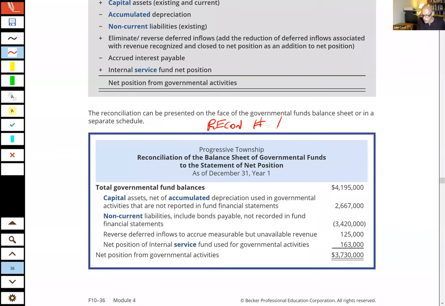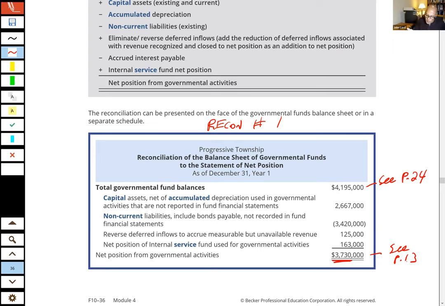Number one, okay? And notice that number, 4,195,000, now on page 36, what page was that number on, guys? 24. Thank you. That was the number that we saw on page 24. And then notice it reconciles to what? That's the number we were looking for on page 13, wasn't it? And this is the reconciliation.